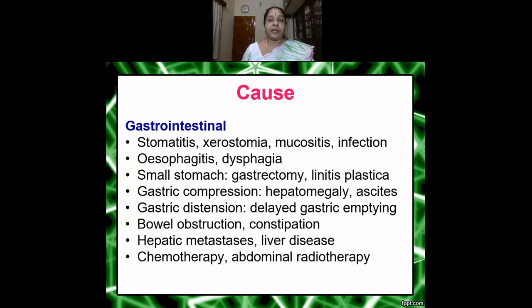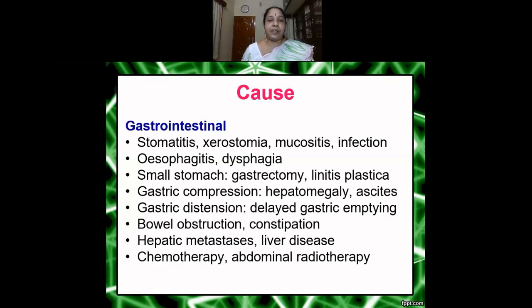Small stomach: the volume of the stomach reduces, which could be because of gastrectomy. Gastrectomy is the surgical removal of a portion of the stomach. When there is a malignancy in the stomach, like a tumor or a cancer, and it is surgically removed, the capacity or volume of the stomach reduces, and this is called a small stomach as a result of gastrectomy. Linitis plastica is a cancer of the stomach.